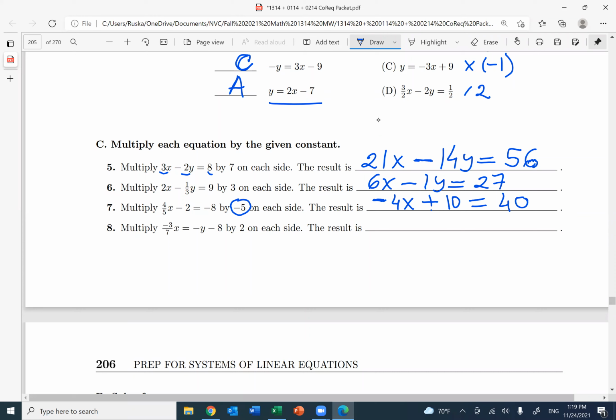Okay, so make sure when you multiply both sides by something, multiply everywhere. And especially when you multiply by a negative, it's a little tricky. The next one, you're multiplying by 2. Here we have a fraction, which is not going to cancel, but still you can multiply by 2. So it's going to be -6/7x. Multiplying by 2 means multiply only the top by 2. And then that equals -2y.